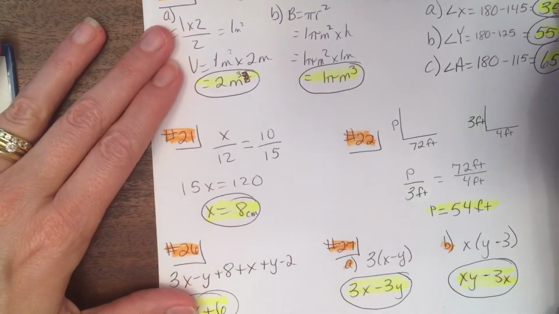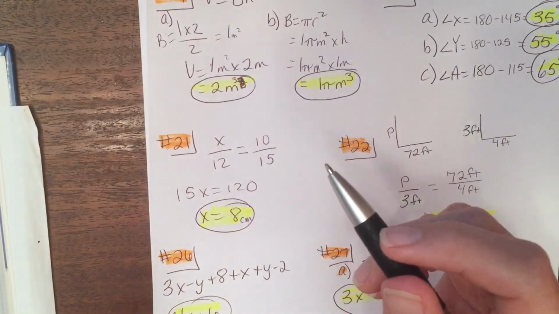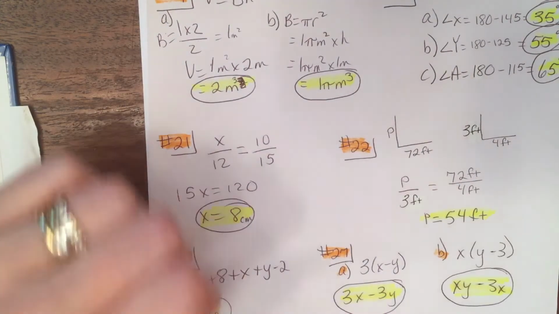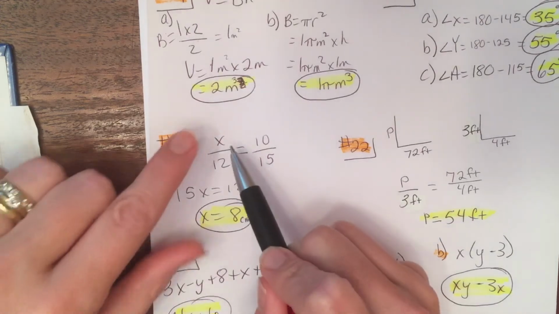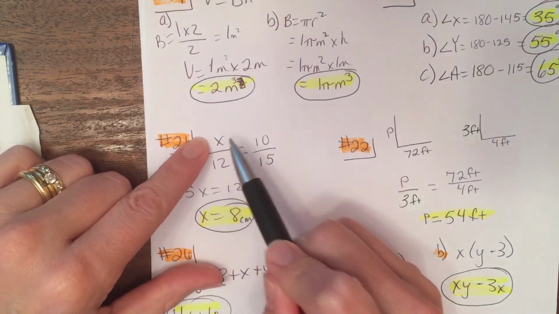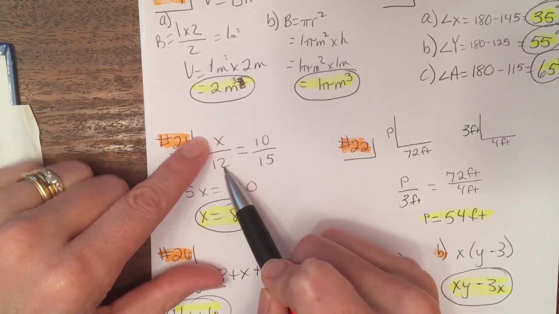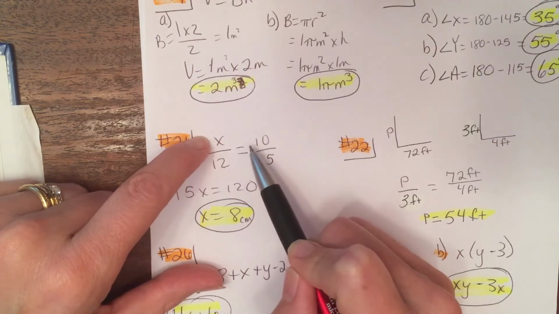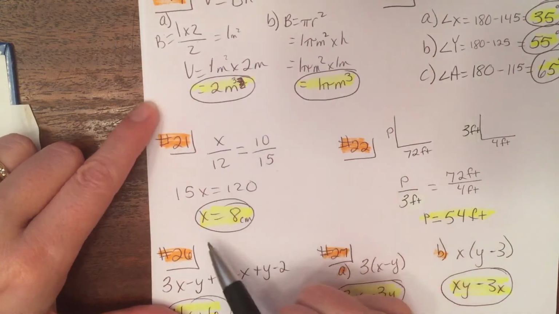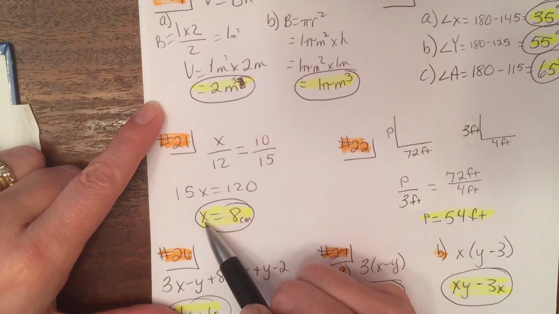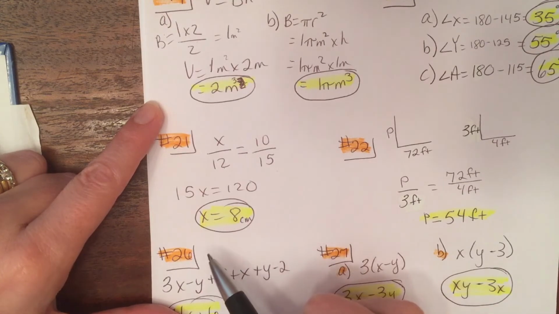Number 21 was a similar triangle problem. Okay, so they gave us those triangles. They said they were similar. So we just learned that in similar triangles, their corresponding side lengths are proportional. So I created a proportion. I compared side X on the small one to the corresponding side on the big one, which was 12. And that relationship has to be the same as 10 on the small one is to 15 on the big one. So I did my cross products, and I found that X, the side marked X, has to be 8 centimeters.